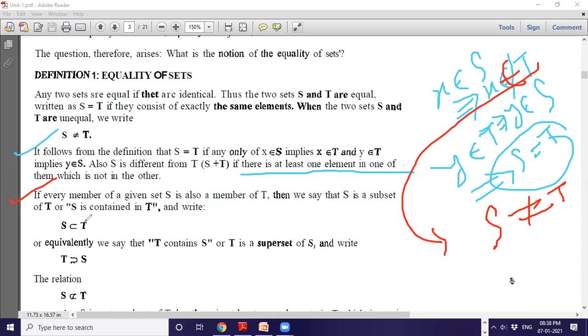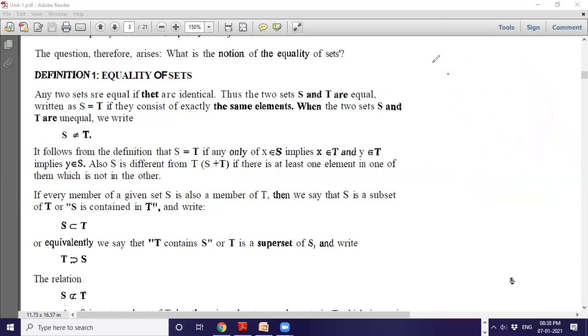S is contained in T. Now we come to the next concept, you can note it down. It is subset. You guys, prepare notes from my lectures. That will help you later to prepare for your exams, the semester exam or the competitive exam you are preparing for. Now the next concept is subset.